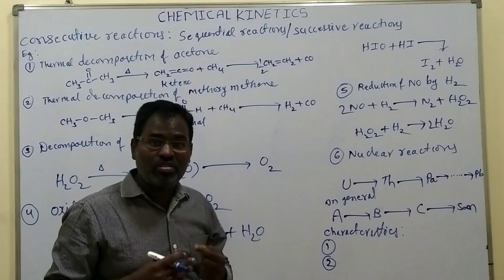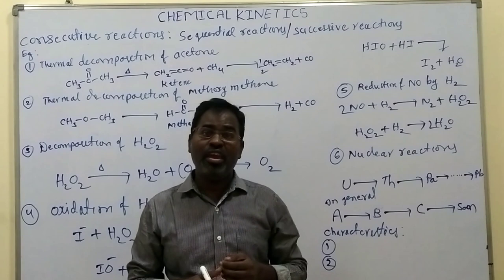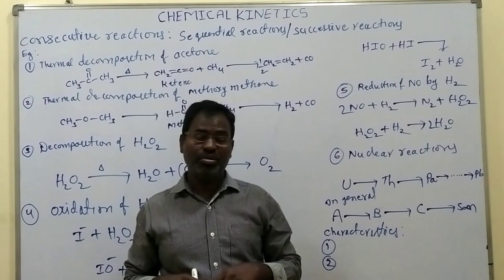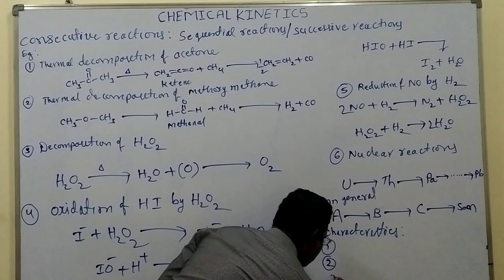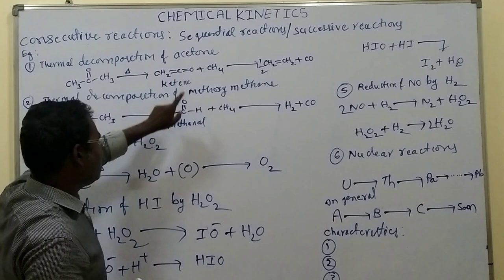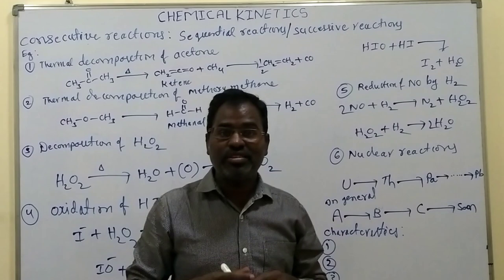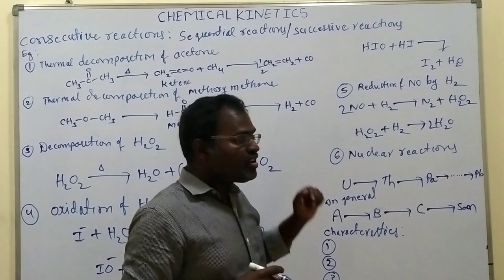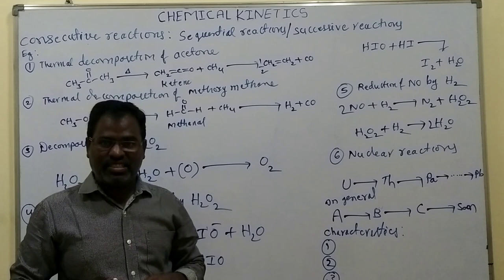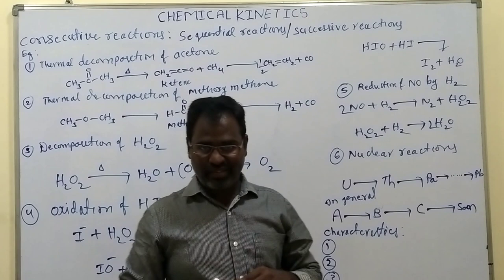So what you have to conclude is that in consecutive reactions, the products formed in the first step may either react themselves or with the original reactants. It is an important characteristic. This is the second characteristic, and the third one is that the products are not forming directly. Here we have the reaction intermediate, here also, and here also. In every case we have a reaction intermediate, which either combines with itself or with the original reactants, finally giving the final product. So in consecutive reactions, the products do not form directly from the reactants. These three are the very important characteristics.